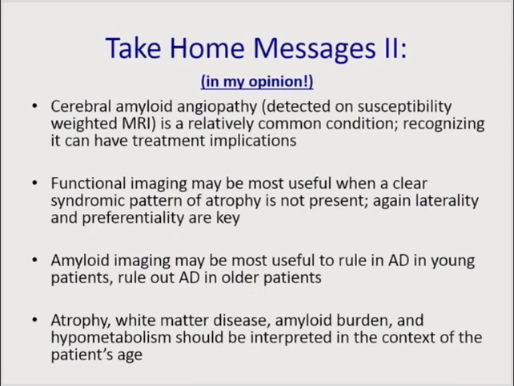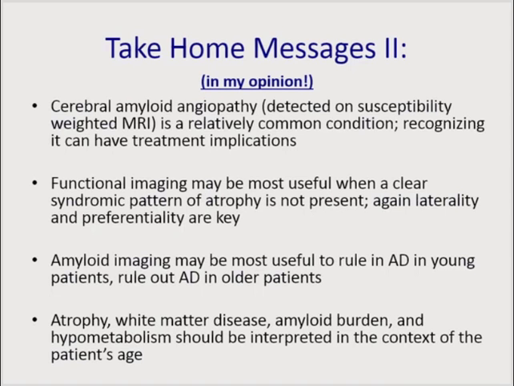Cerebral amyloid angiopathy is common and has treatment implications. Functional imaging, to me anyway, is most useful when a clear pattern of atrophy is not present. So, for instance, in the Lewy body case we saw earlier, there were clear FDG findings, but not a lot of structural findings. The use of amyloid imaging is definitely a work in progress, and we'll learn more about how to use it effectively, and perhaps there'll be fewer barriers in the future to getting these sorts of studies on our patients. Right now, I think it's actually quite useful.